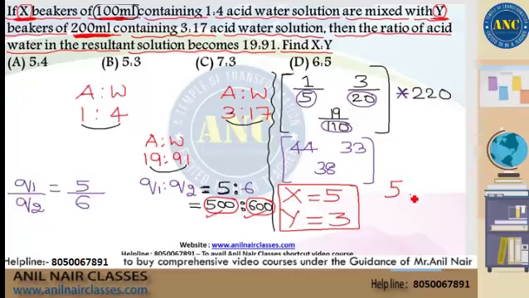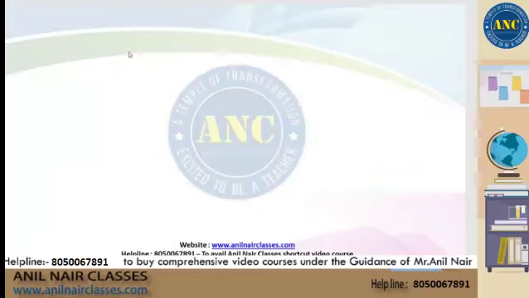X is to Y is what they are asking. The X value is 5, the Y value is 3, so X is to Y is 5 is to 3. A beautiful question which can be solved. I hope the idea is very clear for you people, sir.